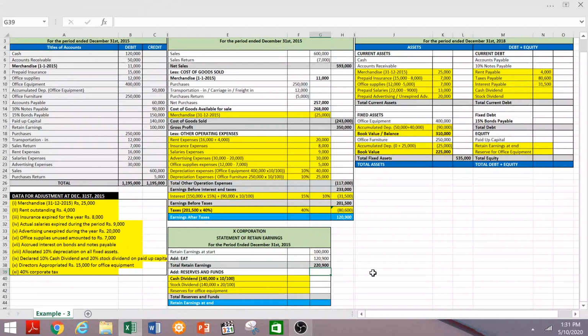There are two types of dividend, as decided maybe in an annual general body meeting: 10% cash dividend and 20% stock dividend given on the paid up capital. So we can calculate the 10% cash dividend first. As we can see, the amount of paid up capital is already given to us. We just have to calculate the 10% on cash paid up capital. So it is equal to 14,000.